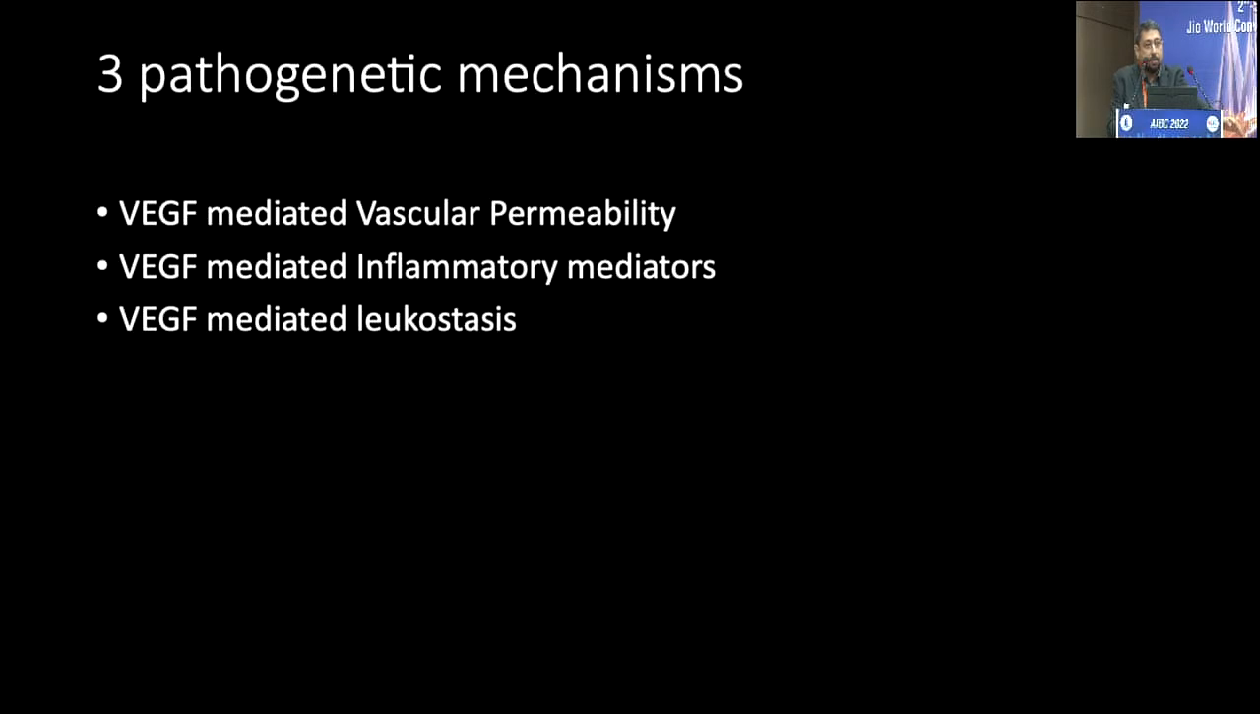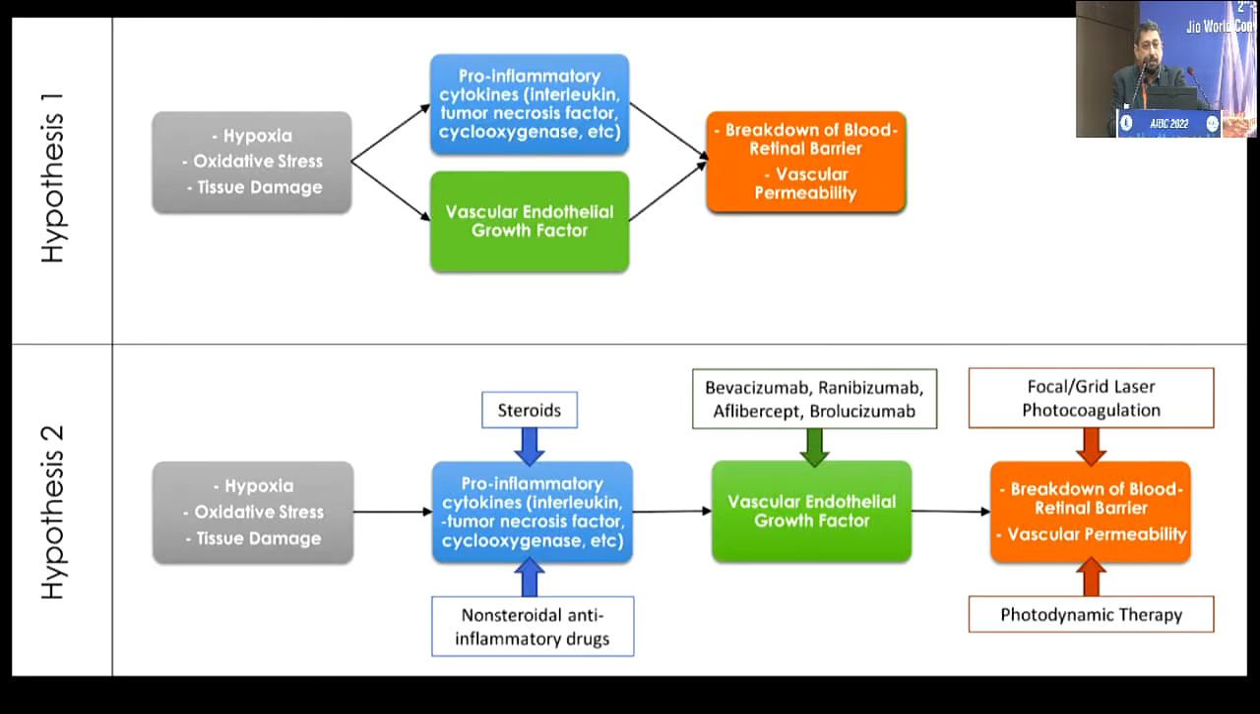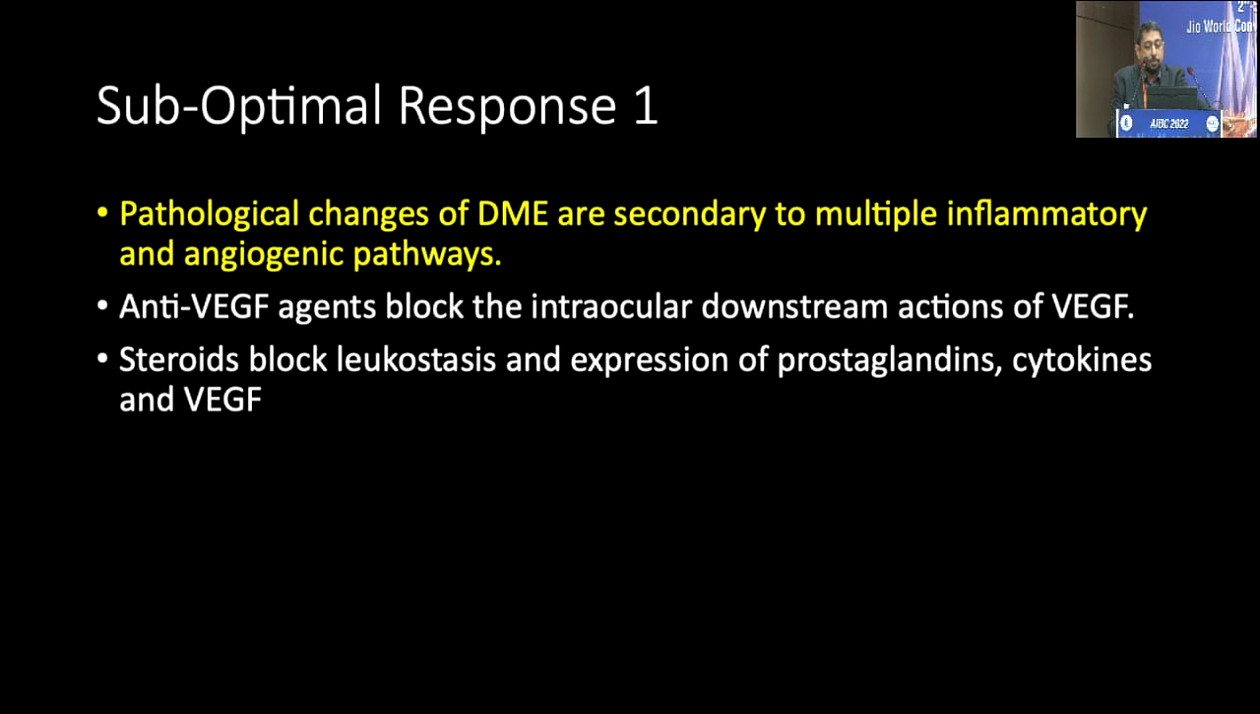So there are 3 mechanisms of VEGF: permeability, inflammatory, and leukostasis. I'm not going into that. But essentially, the 2 mechanisms say that one is VEGF mediated, one is VEGF plus inflammatory mediated. And that is why VEGF does not work all the time. Suboptimal response, as you said, there are inflammatory pathways along with VEGF.